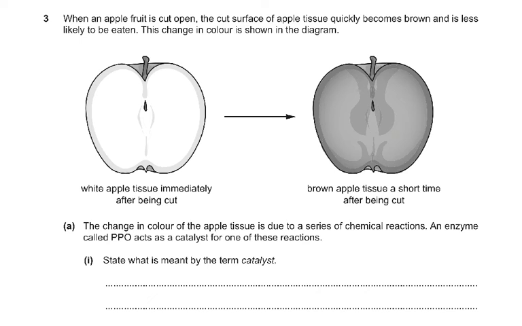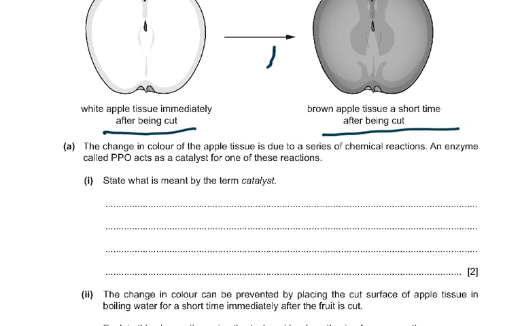Question 3. When an apple fruit is cut open, the cut surface of apple tissue quickly becomes brown and is less likely to be eaten. This change in color is shown in the diagram: white apple tissue immediately after being cut, and then the brown apple a short time after being cut. So this is the information they've given you in the question. The change in the color of the apple tissue is due to a series of chemical reactions. An enzyme called PPO acts as a catalyst for one of these reactions.